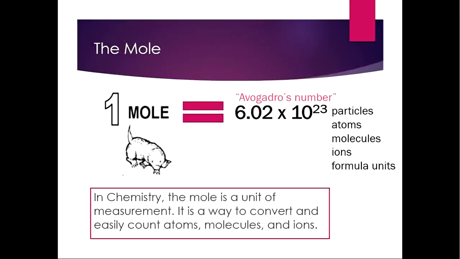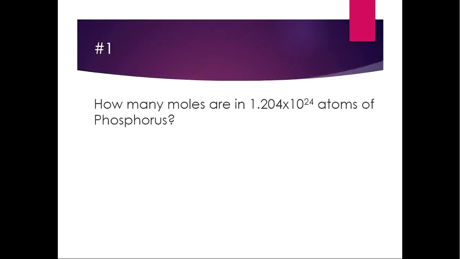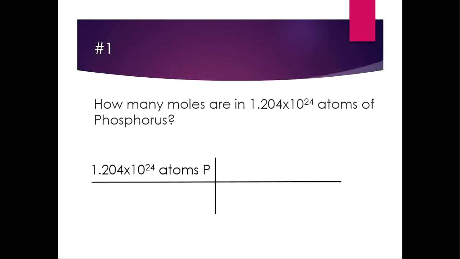Now let's use dimensional analysis to help us convert from moles to particles and particles to moles. How many moles are in 1.204 times 10 to the 24 atoms of phosphorus? So what we do first is we set up our fence, and we start with the top left corner of our fence with the number that's given. In this case, it's atoms of phosphorus. And the units are important. Make sure that you are writing the units, like particles, atoms, formula units, and you're also writing the substance with it. So in this case, it's phosphorus.